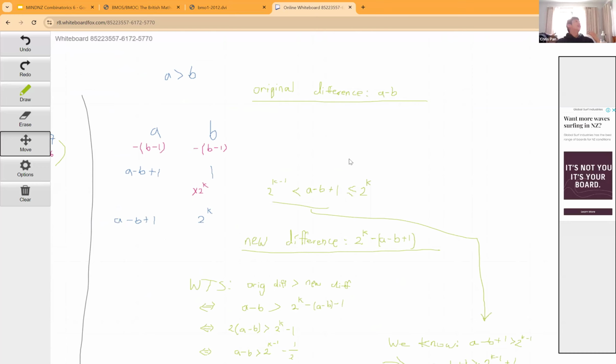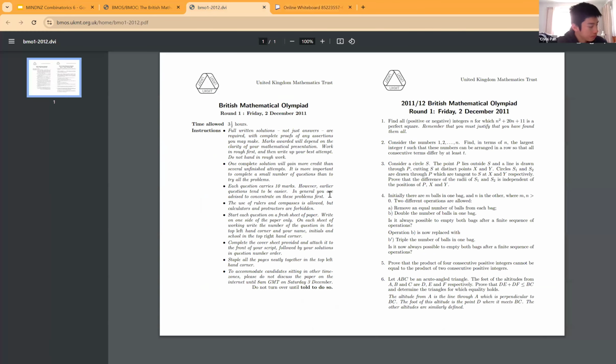Since the difference is originally some positive integer, which is finite, and it decreases by at least 1 every time, it must eventually end up being 0. And once it's 0, you have the same number of balls in both bags. You can obviously just minus that number of balls from both bags and end up with no balls in either bag. So that's that part done.